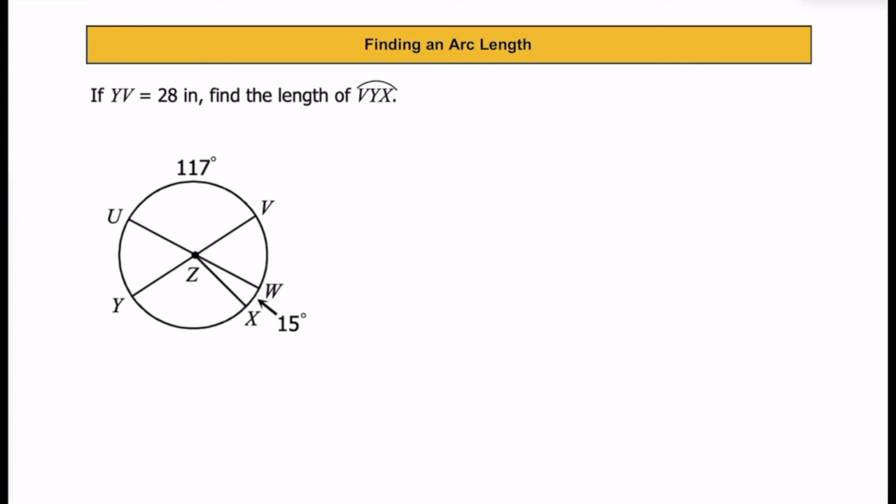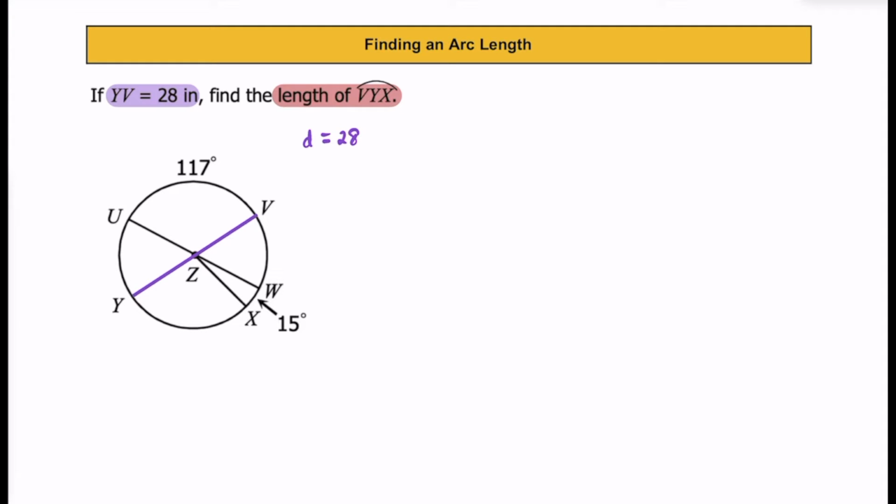Let's apply what we know about arc lengths to go ahead and solve this problem. All right, first we're told that this segment YV is going to be 28 inches. And that's this segment right over here. Now notice because it is a chord that goes through this circle, but specifically it goes through the center of the circle, then it must be the diameter of it. So from this, we know that the diameter of this circle is going to be 28 inches.